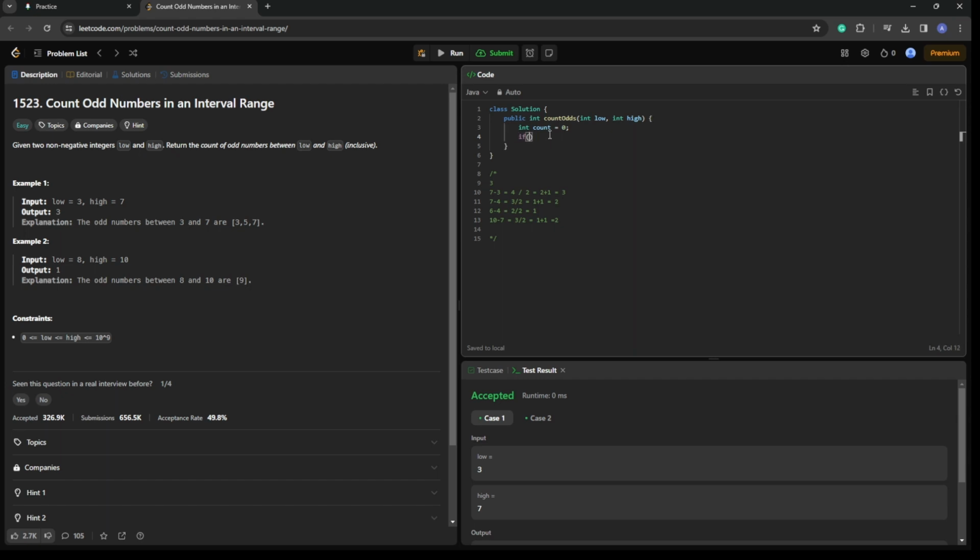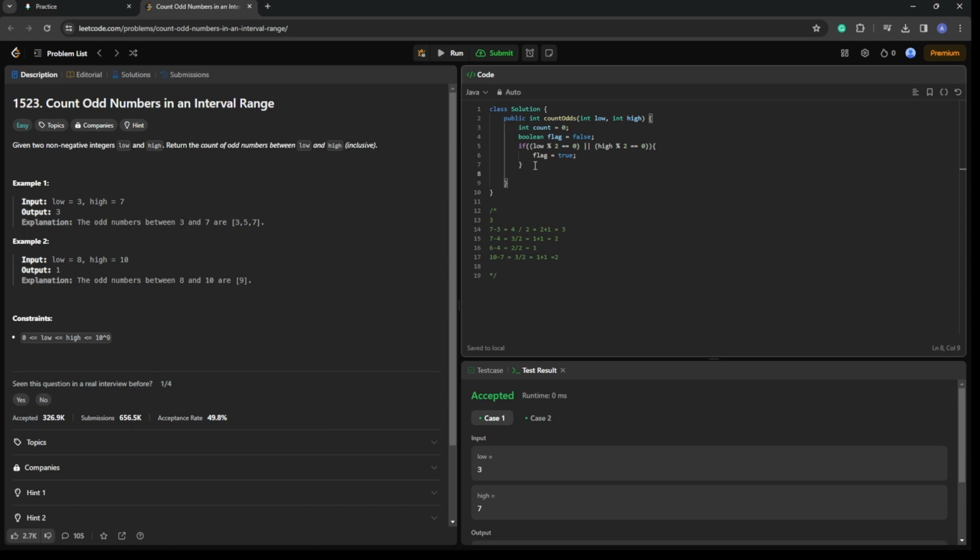Yeah, we can try it. If low divided by 2 does not equal 0, so let's put another parenthesis here, or high divided by 2 is not equal to 0, we just have a boolean, and we'll just call this flag equals false. We'll do flag is equal to true. That means that there is an odd number.